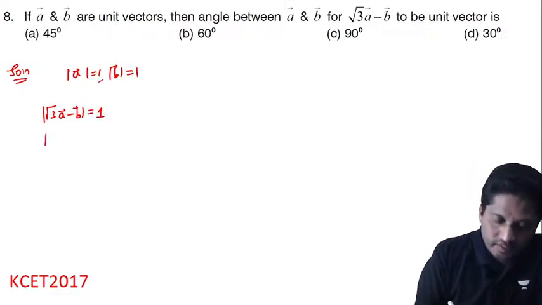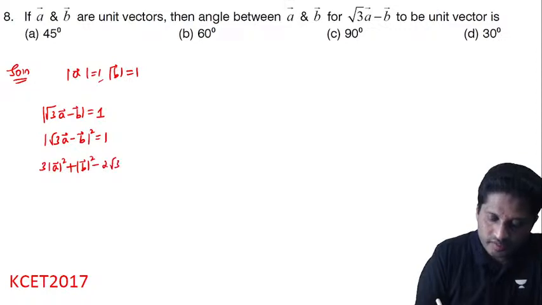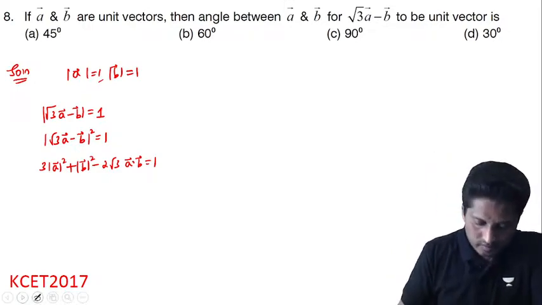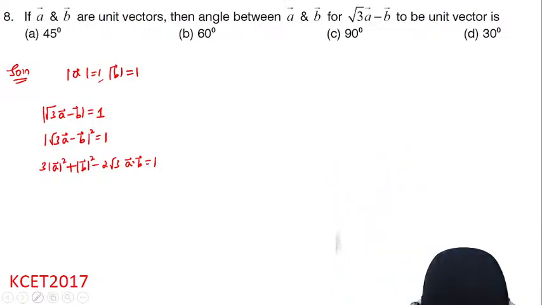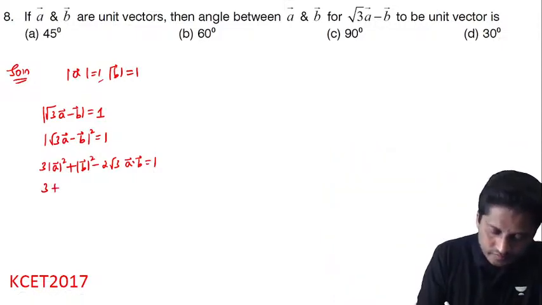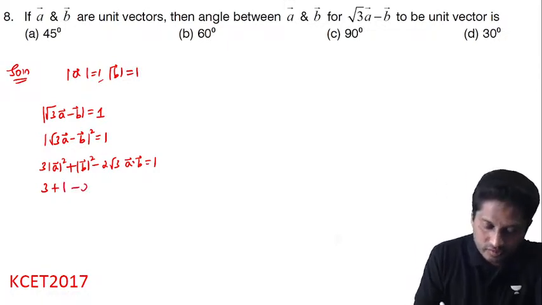Now if I square on both sides, you get root 3 A minus B the whole square equal to 1, which is 3 into mod A the whole square plus mod B square minus 2 root 3 into A dot B is equal to 1. A and B are unit vectors, so this is 3 plus 1, minus 2 root 3 mod A into mod B cos theta is equal to 1. This will cancel.